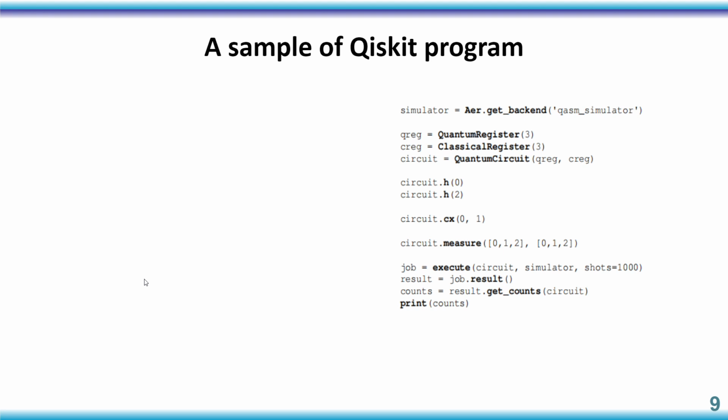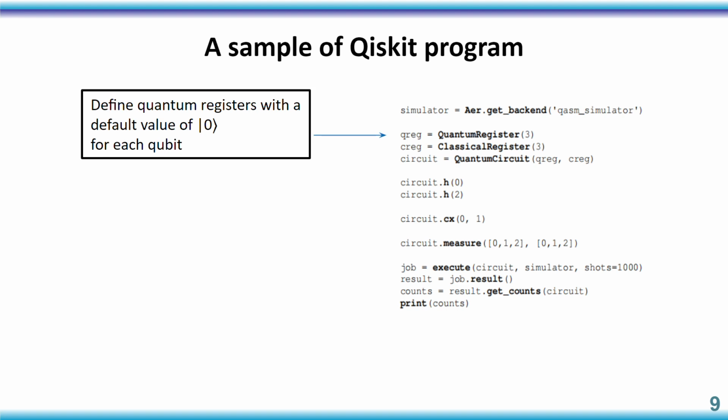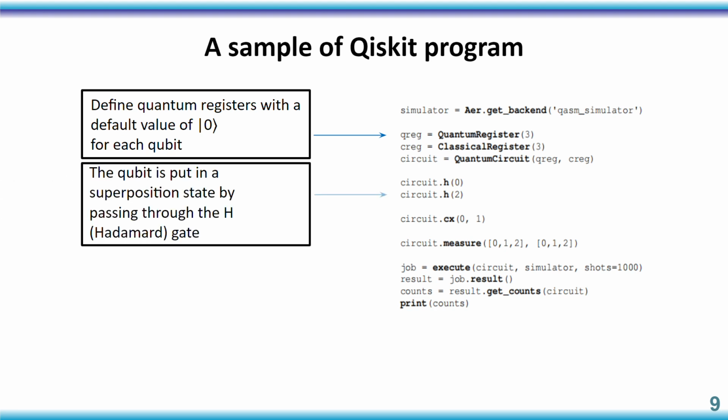In quantum computing, the basic unit of information is the qubit. As shown in the figure, the first step means assigning a quantum register of 3 qubits, and the value of each qubit is 0 by default. Next, let the first and the third qubit pass through the Hadamard gate so that each qubit can take on values of 0 and 1.